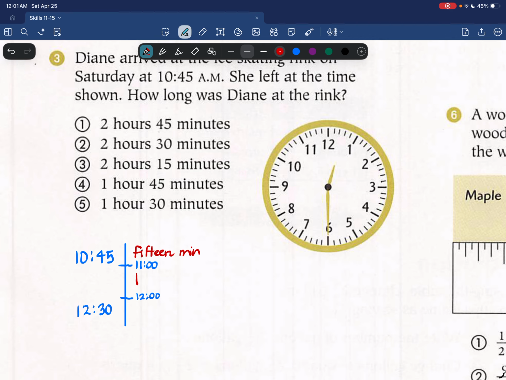From 11 to 12 is 1 hour. And from 12 to 12:30 is 30 minutes. So you would have 1 hour, 15 and 30 make 45 minutes.